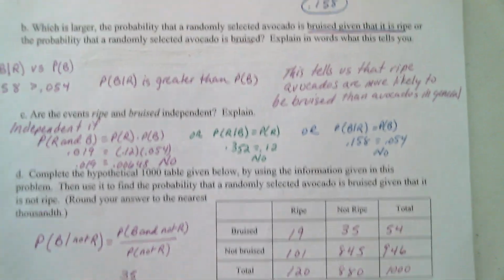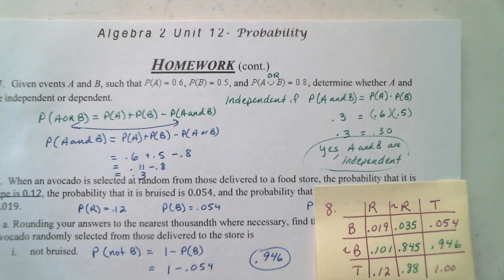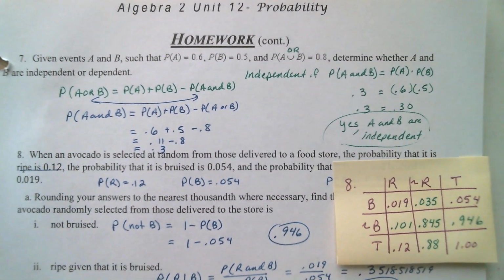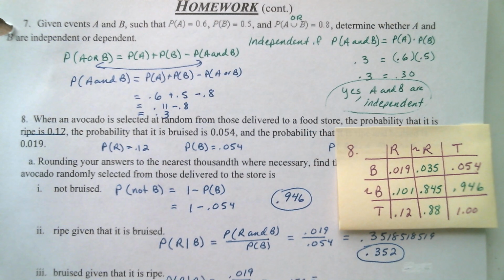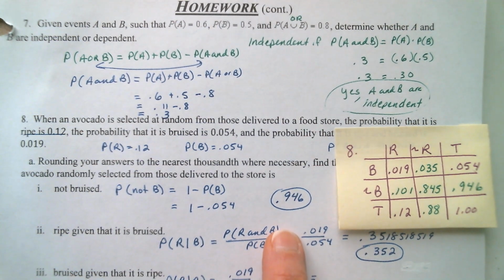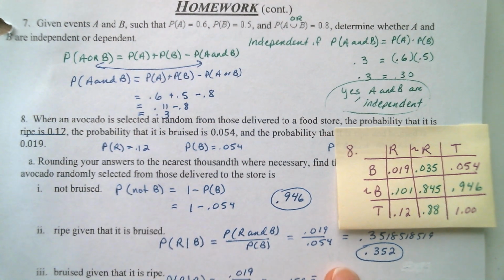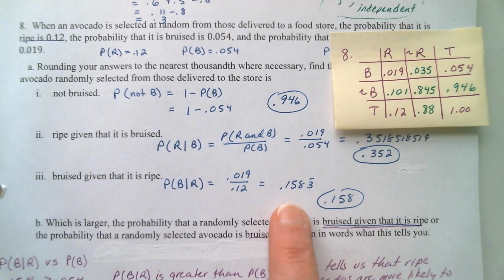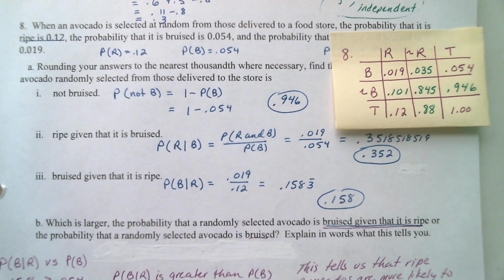Number 7. Yes, A and B are independent. Number 8, A1, 0.946, 2, 0.352, 3, 0.158.